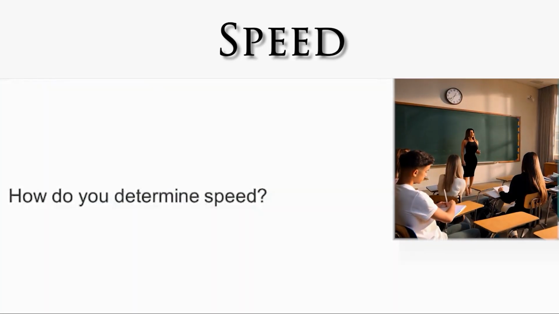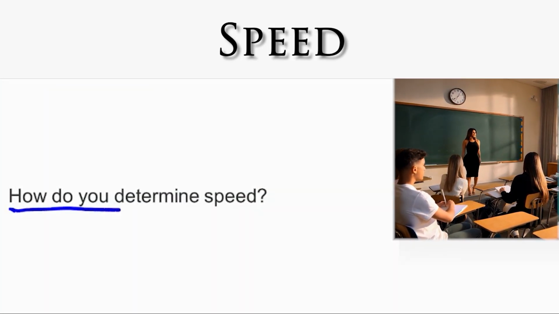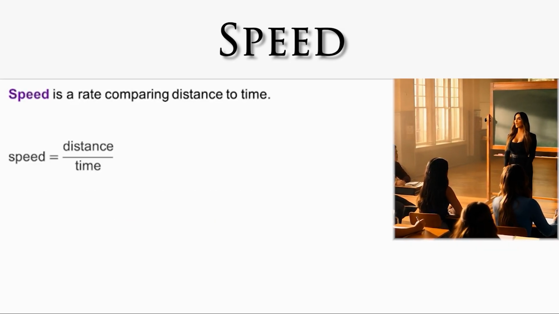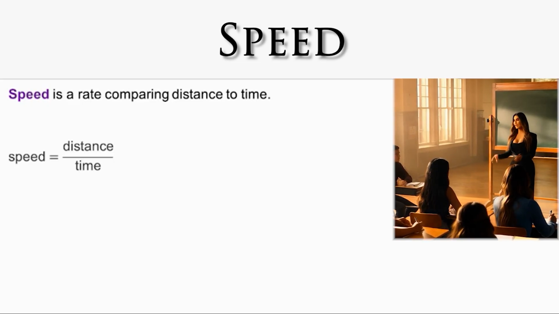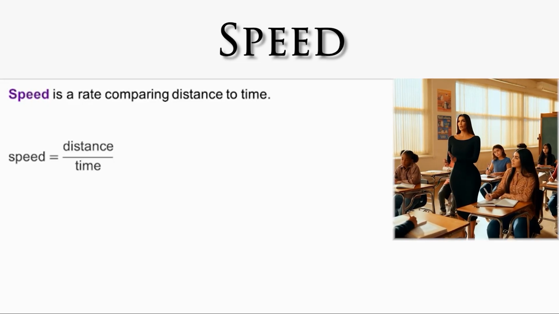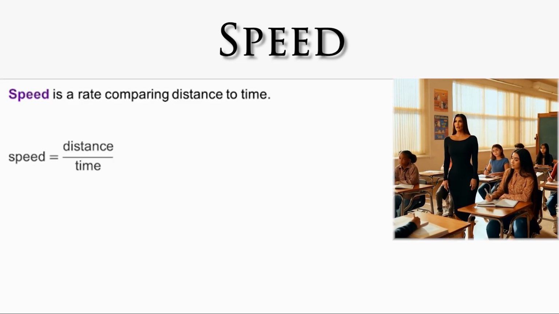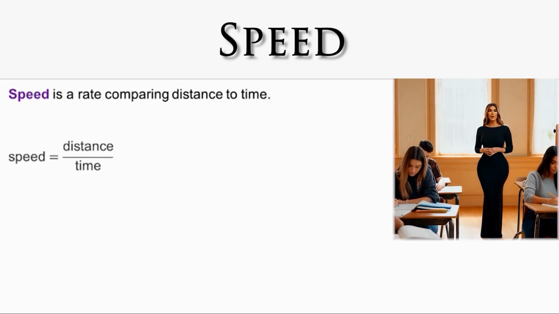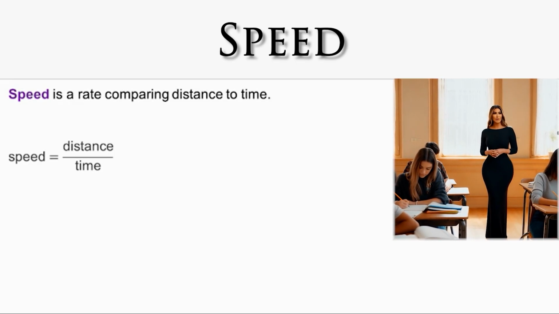In this lesson, you will learn about speed, and you'll be able to answer the question, how do you determine speed? Let's get started. Let's explore what speed is and where it comes from. Speed measures how fast something is moving. There are tools that measure speed. However, we can calculate speed indirectly by measuring distance traveled in a specified amount of time.